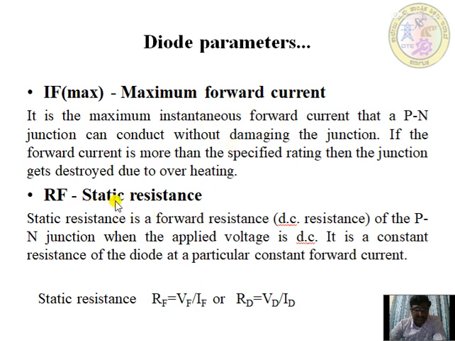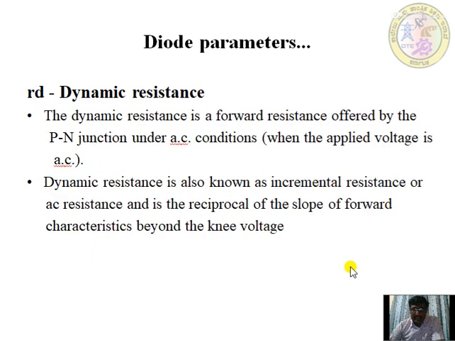Next, RF, that is the static resistance. Static resistance is the forward resistance. RF means forward resistance, and it is also known as the static resistance or the DC resistance of the PN junction. When the applied voltage is DC, it is the constant resistance of the diode at a particular constant forward current. Static resistance RF is equal to VF by IF.